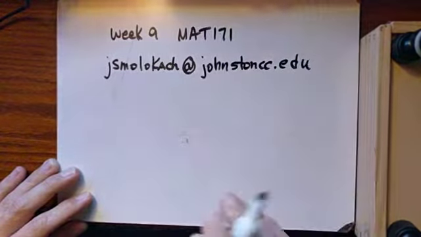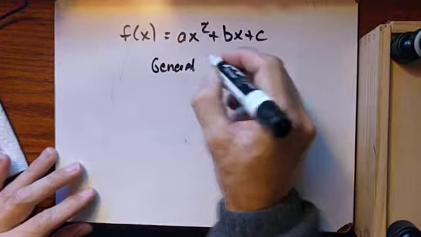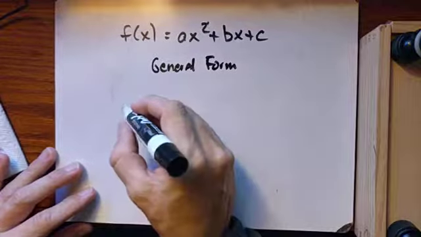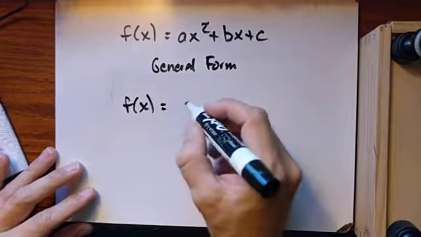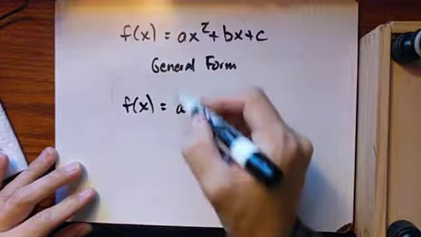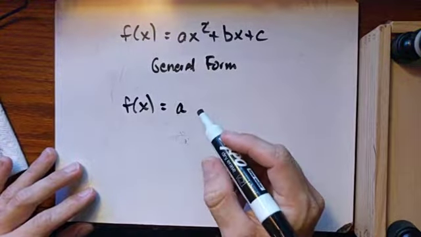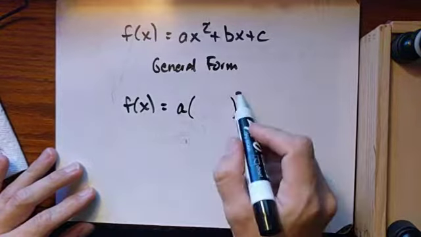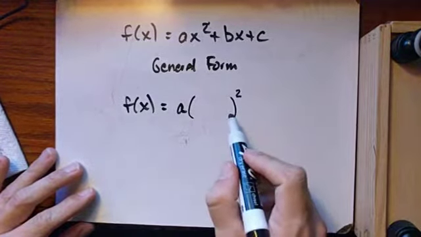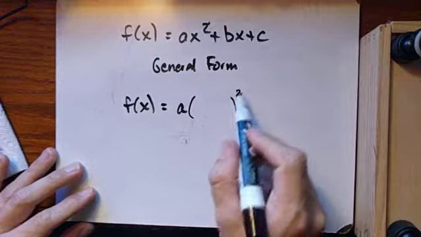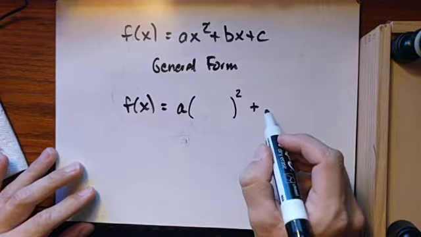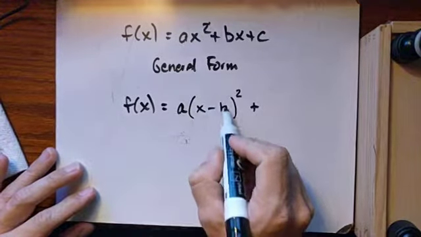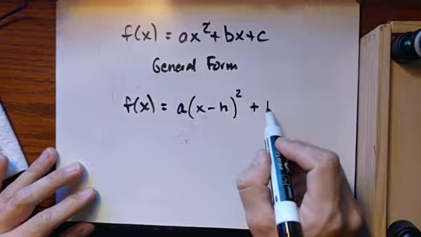Okay, so this formula is called general form. This is what they refer to as general form. You can rewrite this in a different form where you still have the same a that you did before, and we'll discuss what that does to the graph in just a moment, but you have a factored out of a binomial squared, plus some number. And so the binomial is x minus h, and then this other number is k.